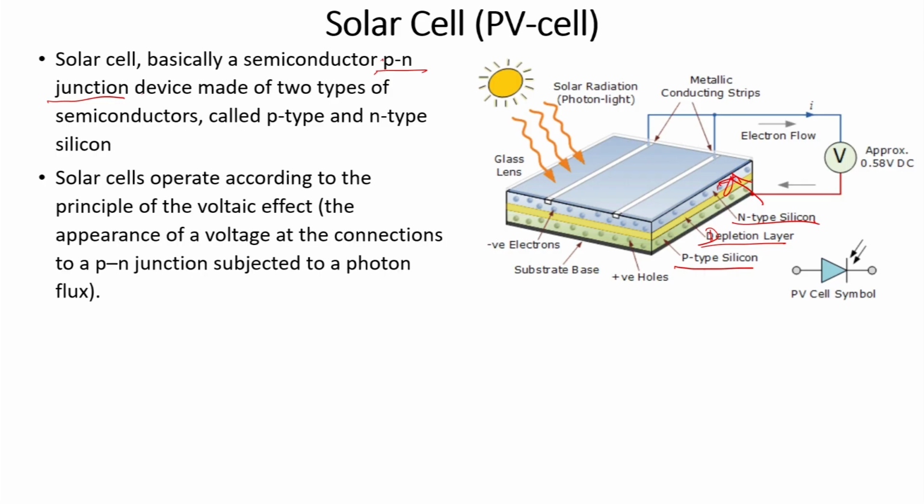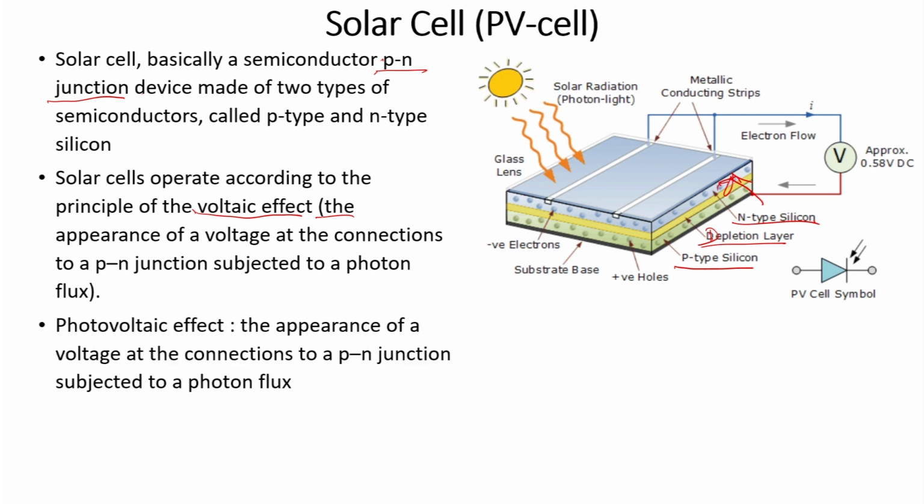Solar cells operate according to the principle of the voltaic effect. The voltaic effect means the appearance of a voltage at the connections to a p-n junction subjected to a photon flux. This is also called the photovoltaic effect.